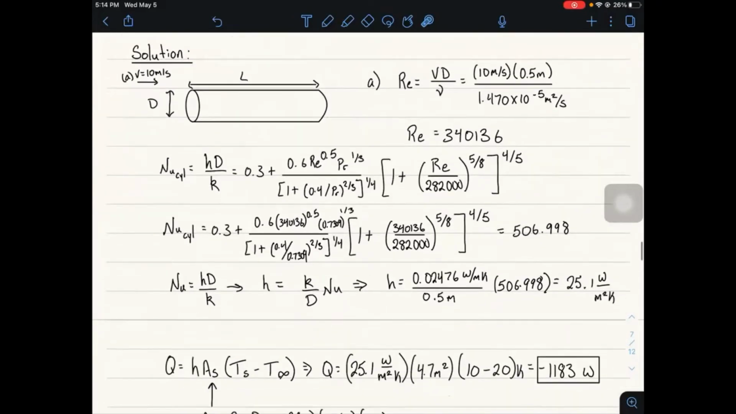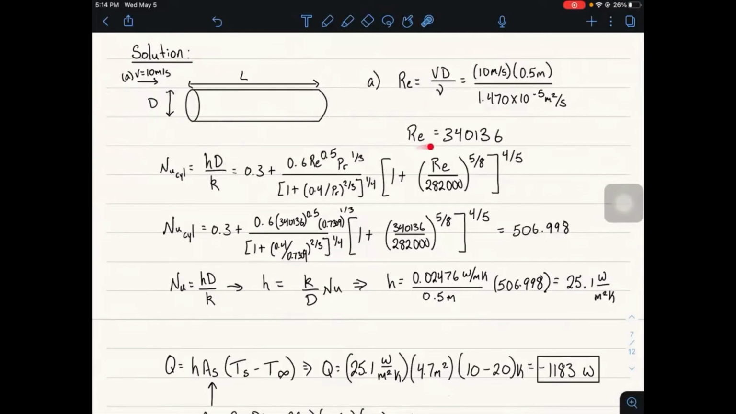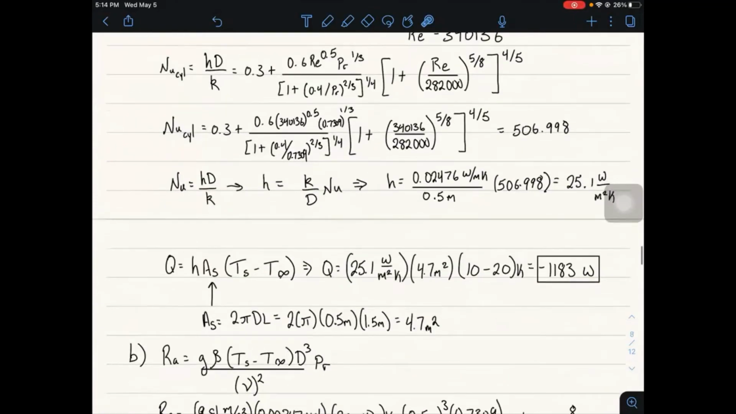For part A, the solution, we figure out the Reynolds number, which is here. And then from that, we plug it into the Nusselt number for flow over a cylinder, plug everything in, and get a value here. Then I was able to solve for the heat transfer coefficient with the Nusselt number, and I got a value here. And then I determined the overall heat transfer by using this equation here and plugging in the area, and I got a value here.